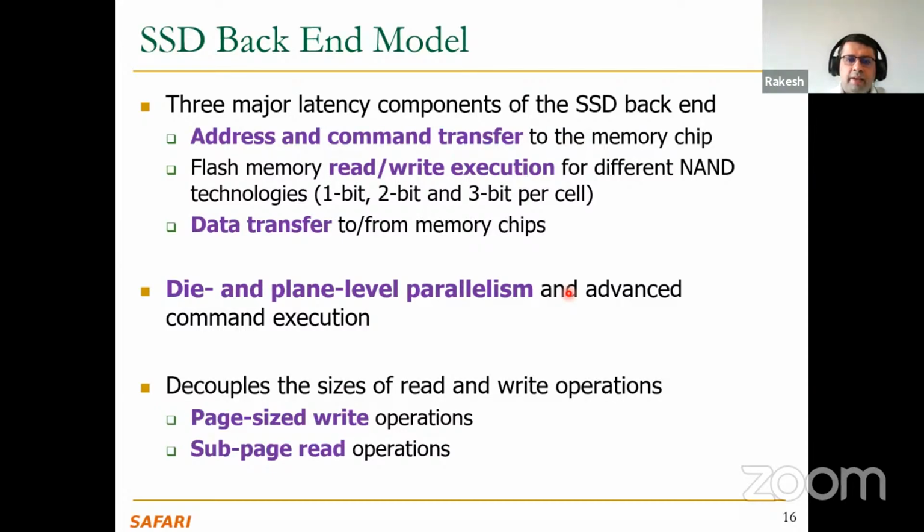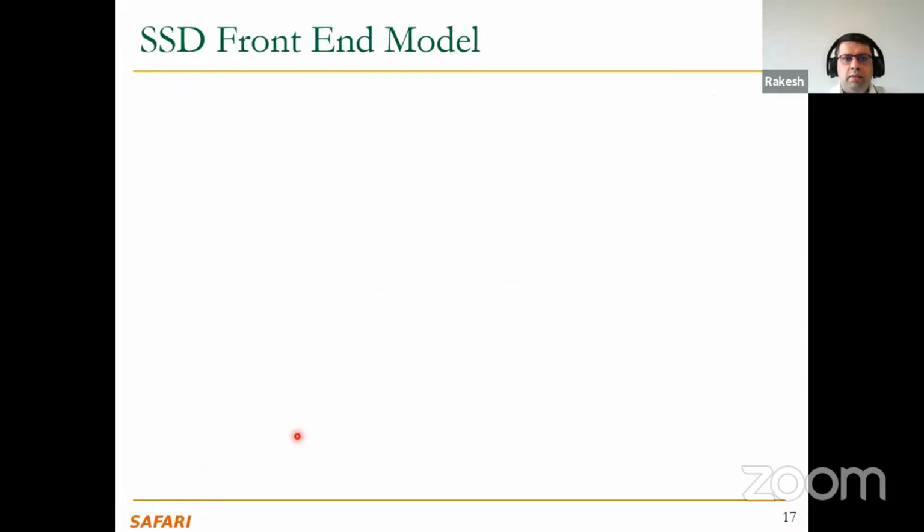So the read and write operations need not be done at the same granularity, which helps the performance of the SSD. So here the write operations can be done at the page size, which is typically around 16 kilobytes, and the read operation happens at a sub-page level, which means it can be done even at a 4K granularity, 4 kilobyte granularity. So let's look at the SSD Front End Model.